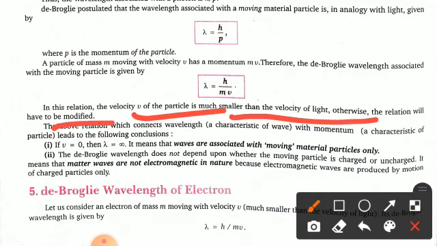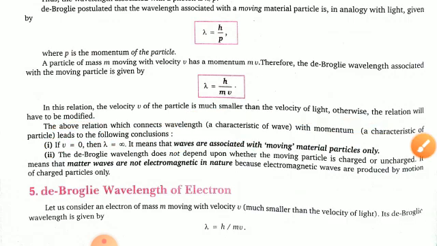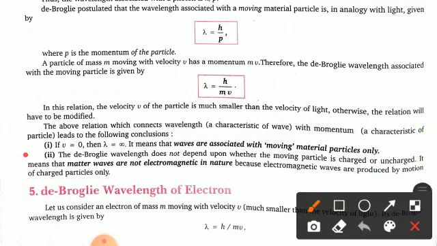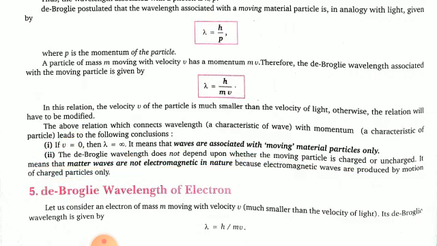The above relation, which connects the wavelength with the momentum, leads to the following conclusions. The first one: if in this equation v = 0, then λ comes out to be infinite, meaning that waves are associated with moving particles only. Fine. The second one: the de Broglie wavelength does not depend upon whether the moving particle is charged or uncharged. It means that matter waves are not electromagnetic in nature, because electromagnetic waves are produced by the motion of charged particles only.